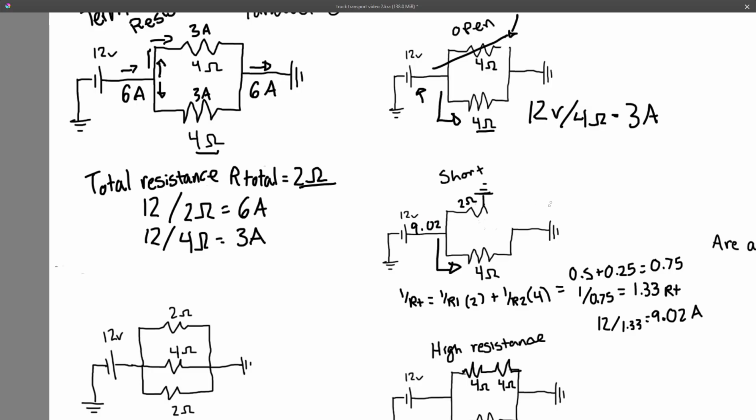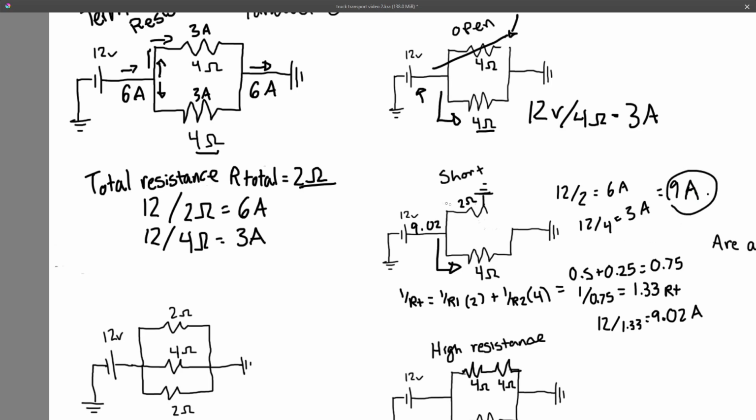But also, if we take 12 divided by 2, it'll give us 6 amps. If we take 12 divided by 4, it'll give us 3 amps. 6 plus 3 equals 9 amps. And the 0.2, we're not going to worry too much about, just rounding. But that's our total circuit amperage.